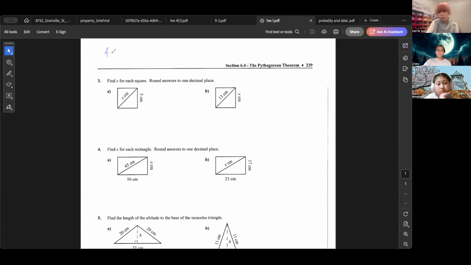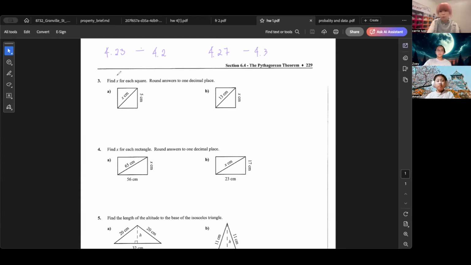So for instance, if we have 4.23, so round up to the 1 decimal place, this will be equals to 4.2, right? If you have 4.27, and if you round up to the 1 decimal place, it will equal 4.3. Okay, I hope that's a helpful heads up.